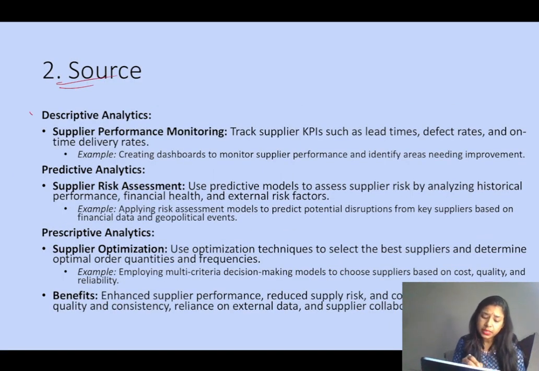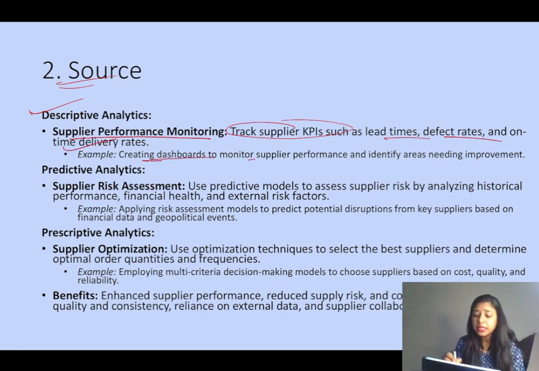So in source, descriptive analytics can be used to analyze supplier performance monitoring. You can track KPIs like lead time and defect rate of the supplier. For example, you can use a dashboard to monitor supplier performance, and to identify areas needing improvement, like where in transportation you need to change suppliers or the raw material supplier, where you need some improvement.